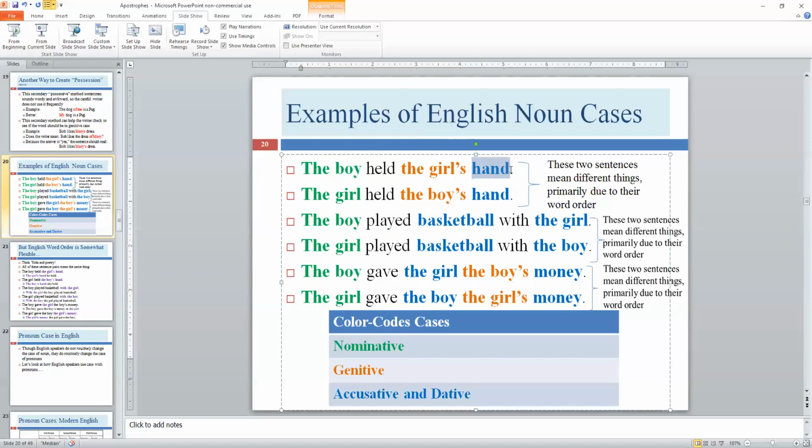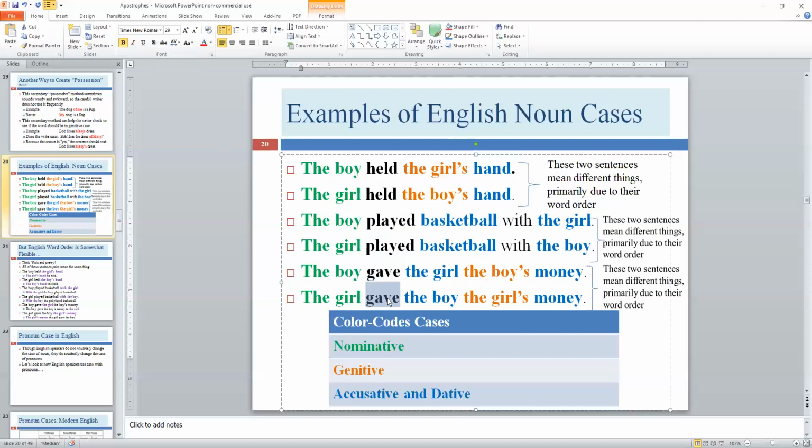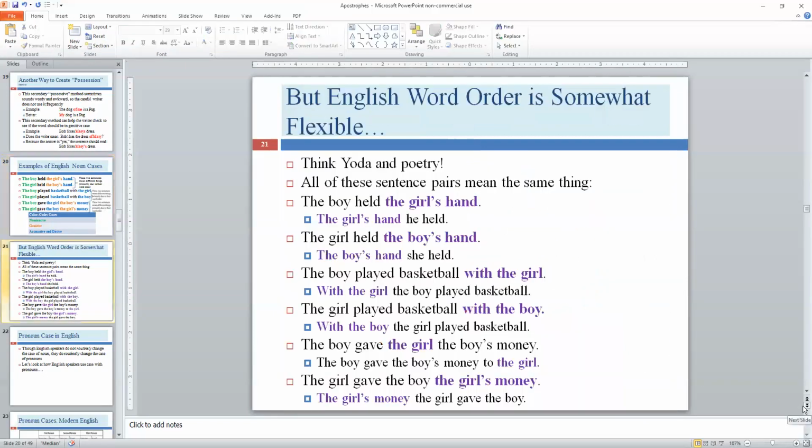And we have those in blue, and you can see those are usually going to be after the verb. So we have our verb, held, played, gave, and gave. And so you can see on the other side of our bolded verb is where we're going to have the accusative and dative case incidences. Okay? So you can see word order is really, really key to understanding how nouns work in English sentences.